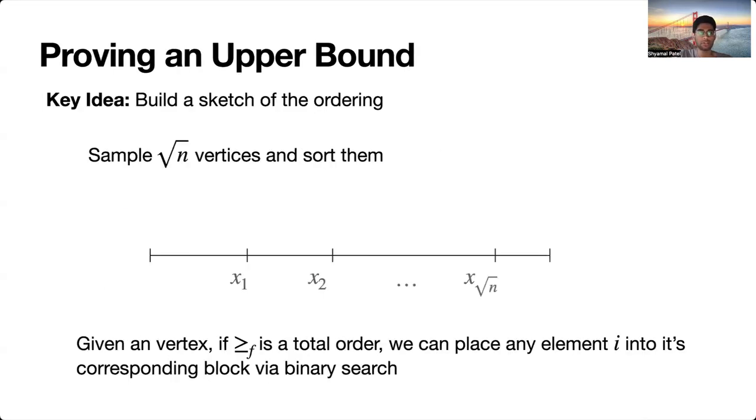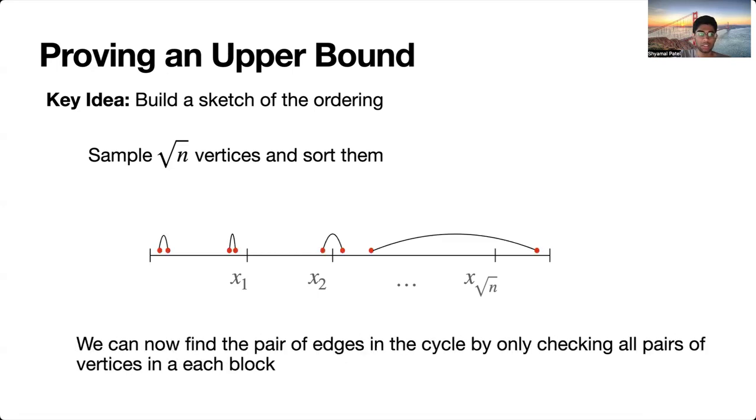To get around this, the natural thing to do is to build a sketch of the ordering. So we'll sample square root n vertices and sort them. Now we note that if we truly had a total ordering, then given any element i, we could place it into its bucket here. You could tell me that i is bigger than x1 and less than x2, and we can do this highly efficiently via binary search. So you have this sketch.